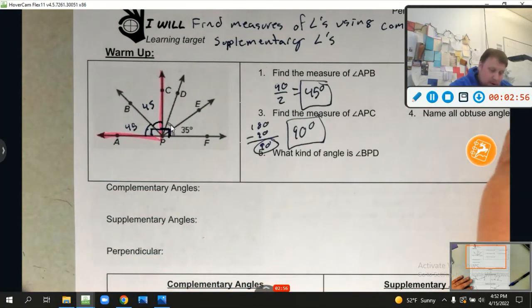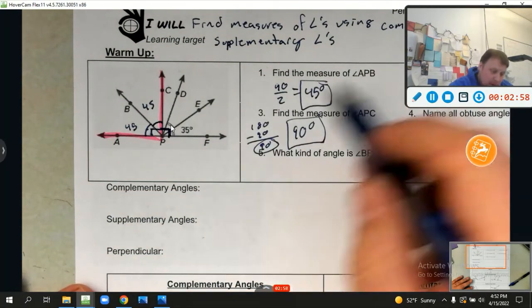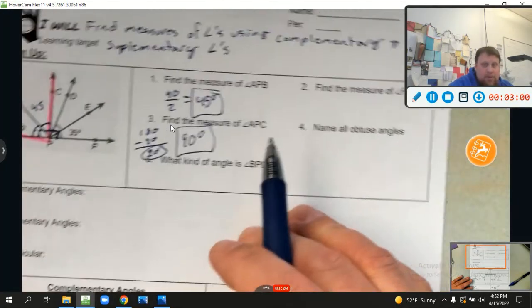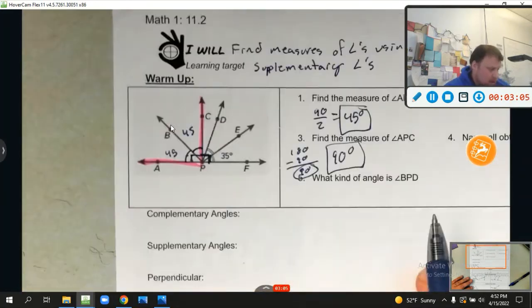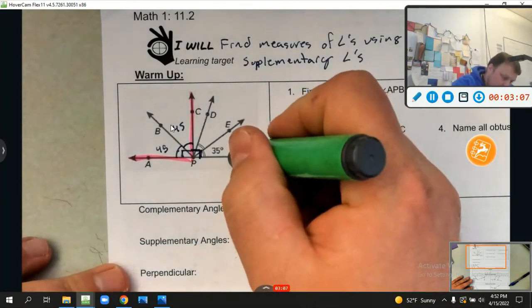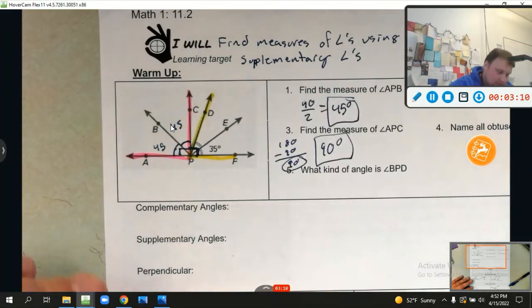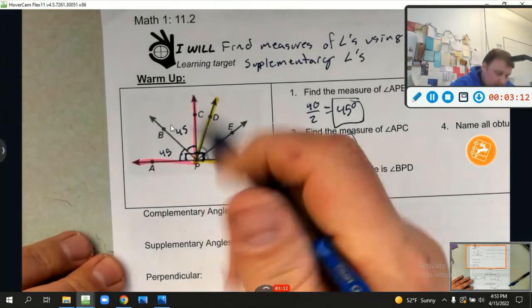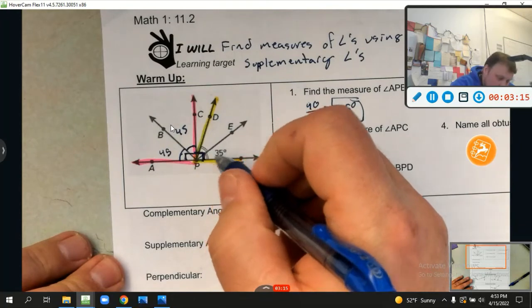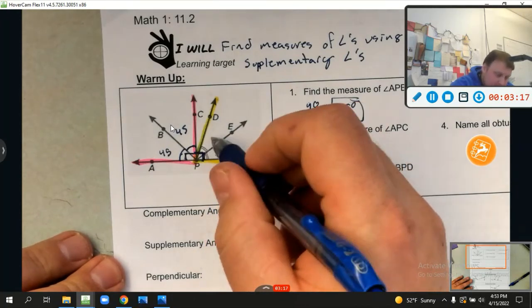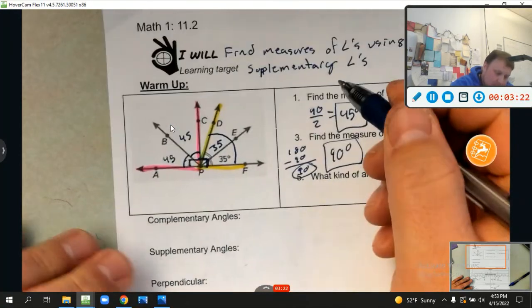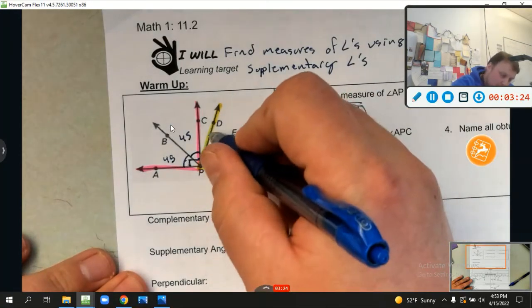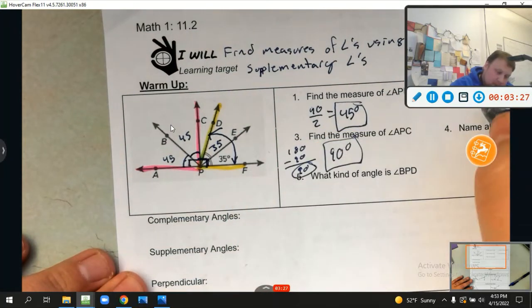I should probably do this in order. Number 2, I didn't realize I was going out of order here, but let's look at number 2 over here. Find the measure of FPD. So let's look at that. Well, here's what I know. I have 2 arcs right here and 2 arcs right here, which tell me these angles are the same. So since this is 35, this is 35. And the whole angle right here is going to be 35 plus 35, or 70 degrees. Boosh, right there.